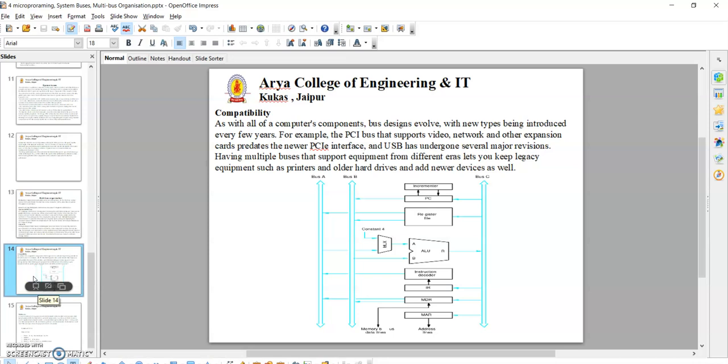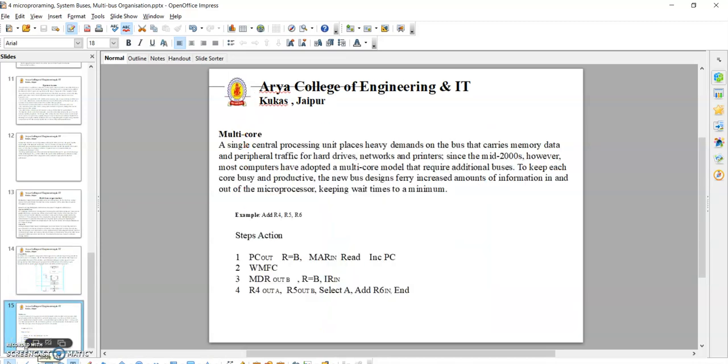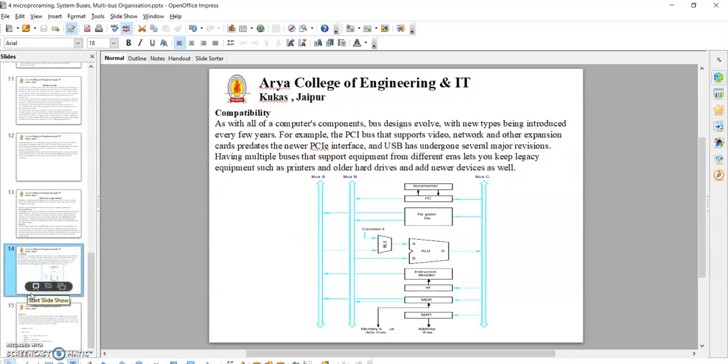Talking about compatibility, a computer's component bus design evolves with new types being introduced every few years. For example, PCI, that is Peripheral Component Interconnect, supports video, network and other expansion cards and predates the newer PCI Express interface, and USB has undergone several major revisions. So having multiple buses that support equipment from different eras will let us keep legacy equipment such as printers and older hard drives and add new devices as well.